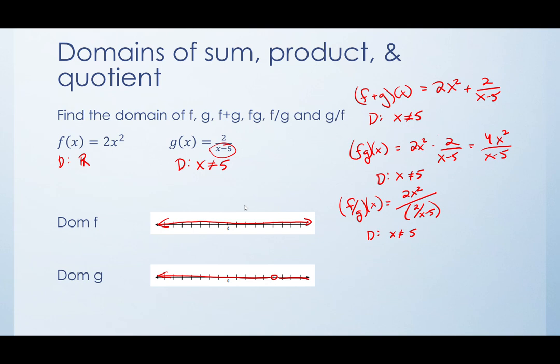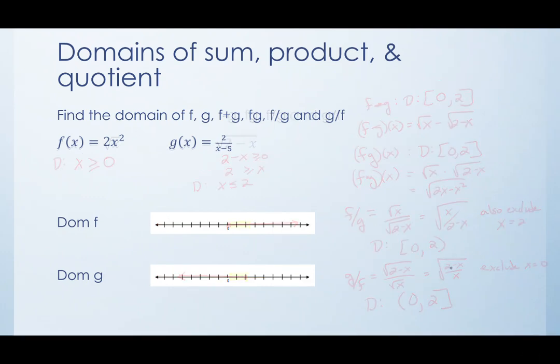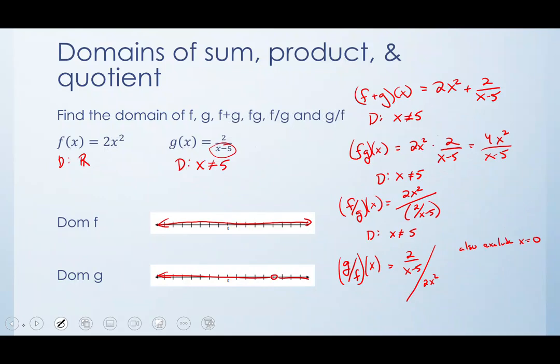Okay, so what about doing g over f? We're going to do the same thing there. We're going to say, okay, great, g over f of x. I've got 2 over x minus 5 over 2x squared. And of course, here we also need to exclude x equals 0, because that's going to cause another divide by 0 error. So our domain for this one is going to be everything but 0 and 5.